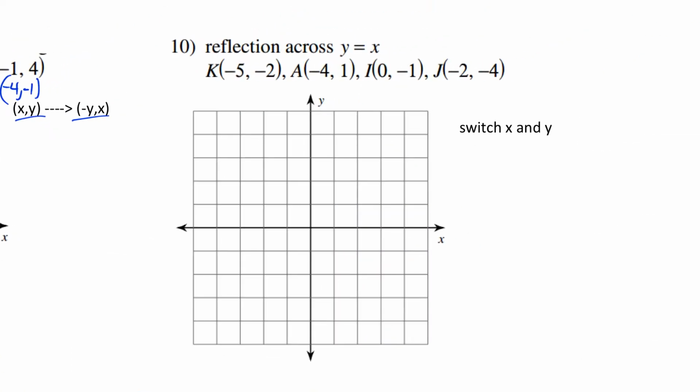Okay, on the next one, negative 5, negative 2; negative 4, 1; 0, negative 1; and then negative 2, negative 4. So we have K, A, I, J.